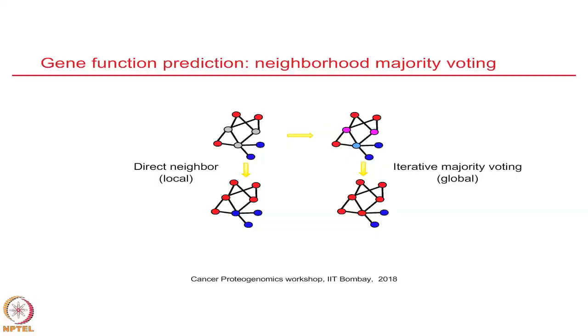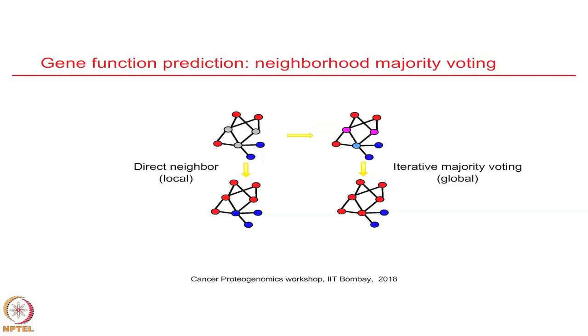Let's say this is a small protein-protein interaction network, and we know the red proteins have function A, and the blue proteins are associated with function B. And then we have other proteins in the network that we don't know what they do. We try to use this network to help us predict the functions of these proteins. Are they more likely to have the red function or the blue function?